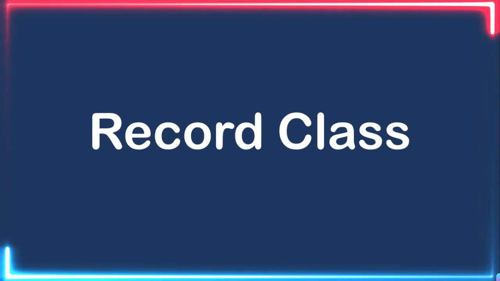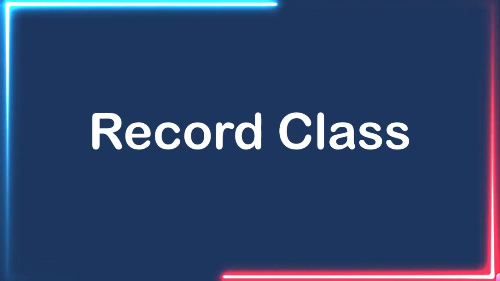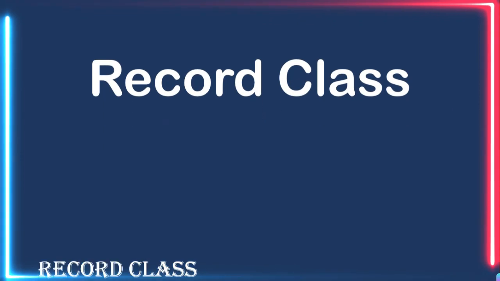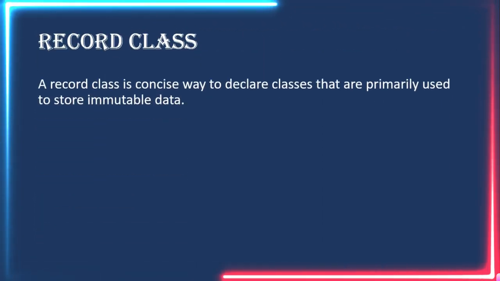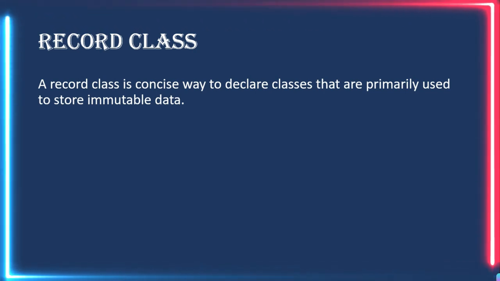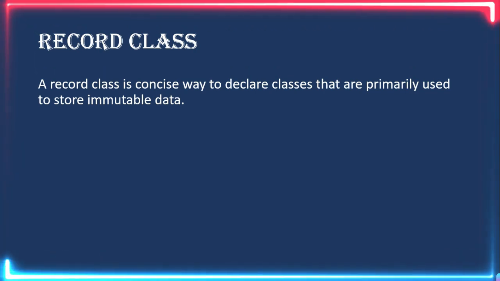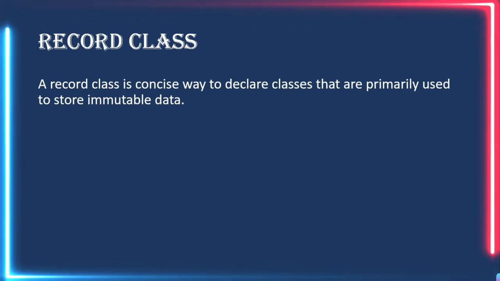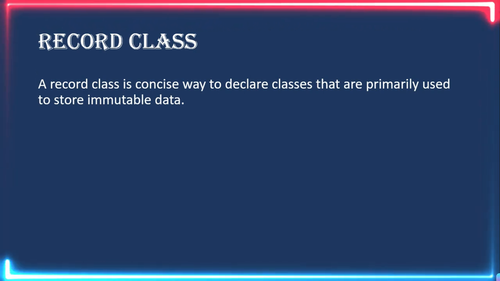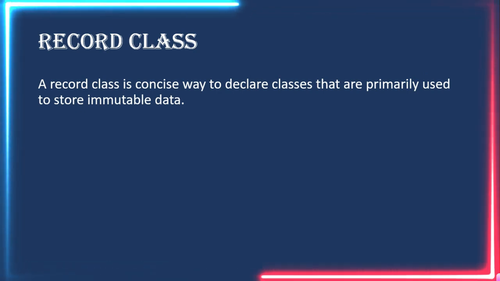Welcome back. In this video, we are going to see about record class. So, record class. A record class is a concise way to declare classes that are primarily used to store immutable data. So, immutable classes are basically the classes to which, if we have defined any value, we cannot change the value of that particular thing.